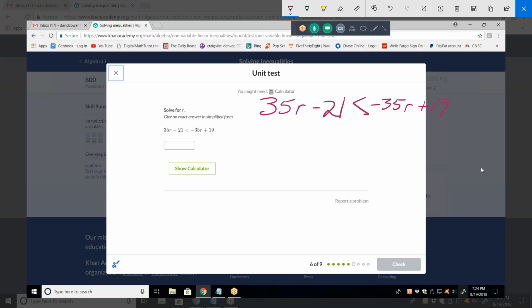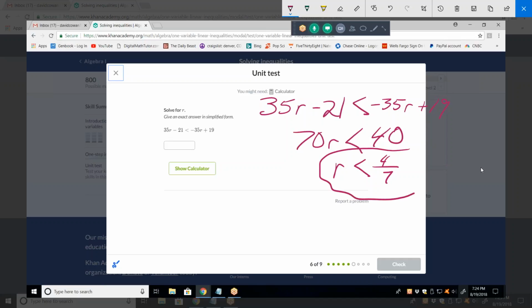So 70R is less than 40. So R is less than 40 over 70, which is 4/7. You can knock off zeros. If I can knock off however many zeros from the numerator as the denominator, you can always do it. Okay. So that appears to be the only solution. Yeah, I'm puzzled as to why this question's on there.